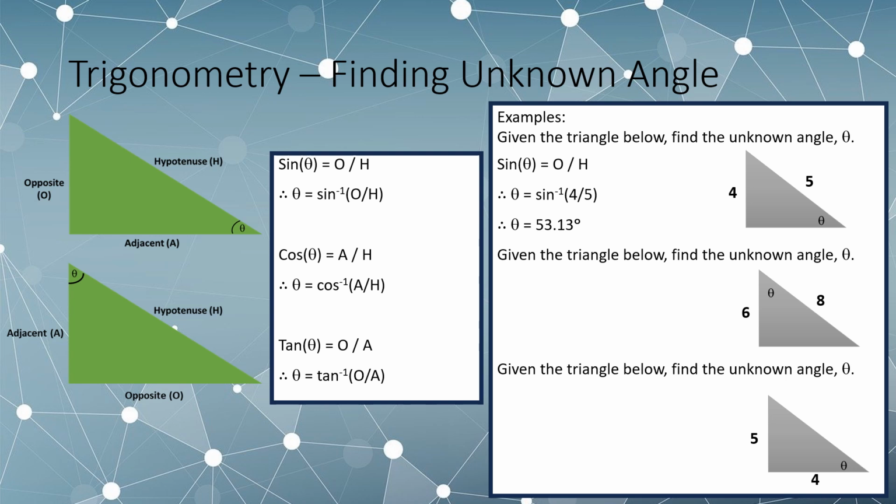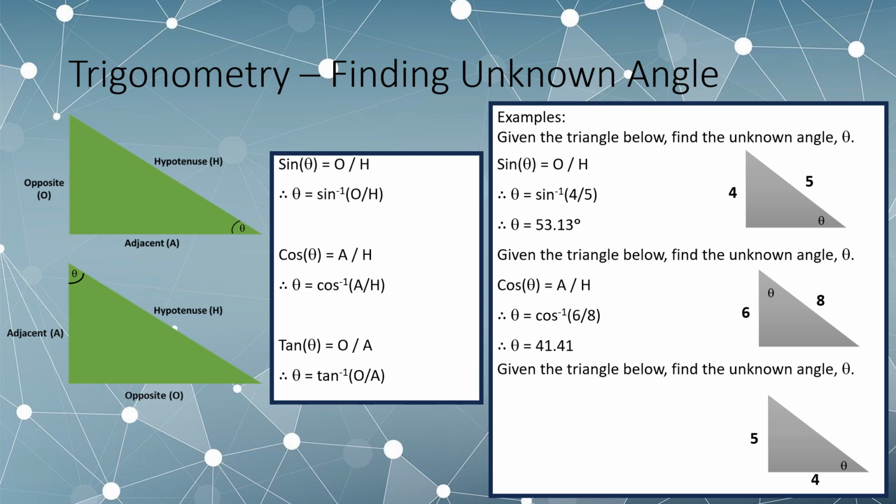Our second example, we're trying to find theta once more. We can see we have our hypotenuse of 8, which means we'll either be using cos or sine. And we can see we have a side adjacent to our angle with a value of 6. So we will be using cos in this case, as we have adjacent and hypotenuse. So therefore, our theta will equal cos to the -1 of 6 over 8, which gives us our answer of theta is equal to 41.41 degrees.